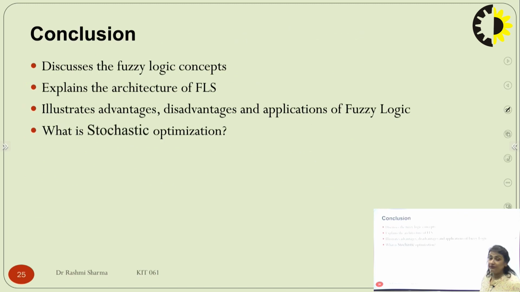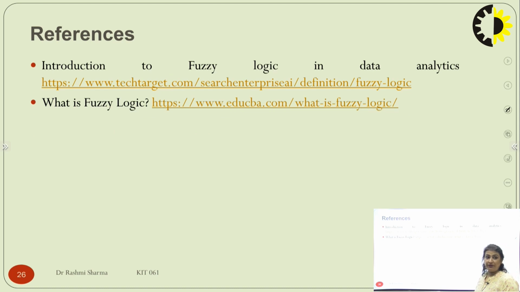So for conclusion, we have discussed the fuzzy logic system. What are the different architectures of fuzzy logic system? What are the advantages, disadvantages, and applications? These are some of the references which you can go through for your fuzzy logic system.